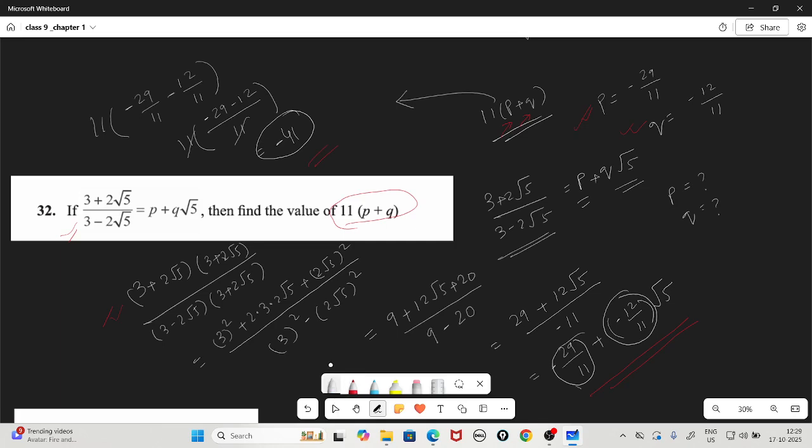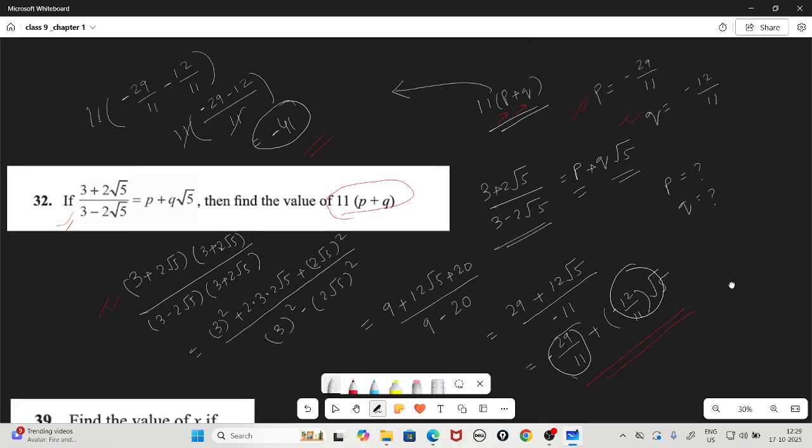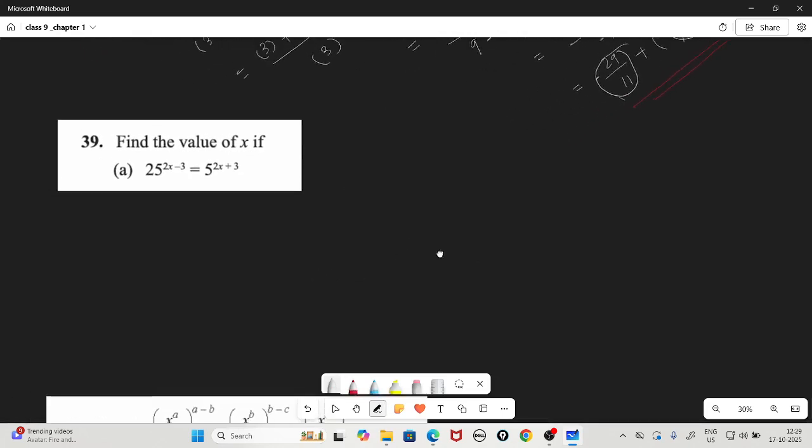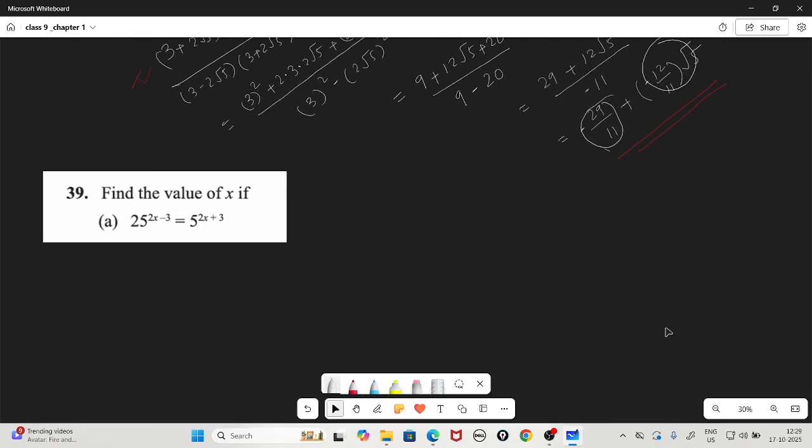Okay, fine. So now let us go to this question. This is a similar type of question that we have already solved, and I hope you will be able to solve this question on your own. Just a hint, you have to make the base same. Here it is 5 and here it is 25. So make the base same and then you will get the answer.